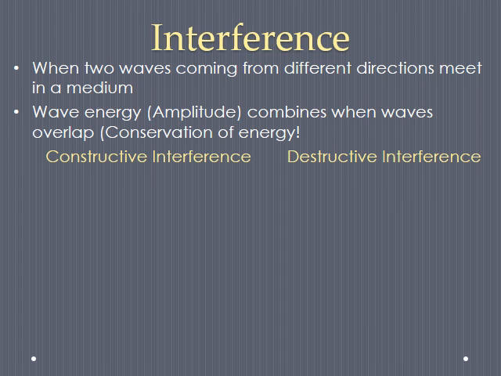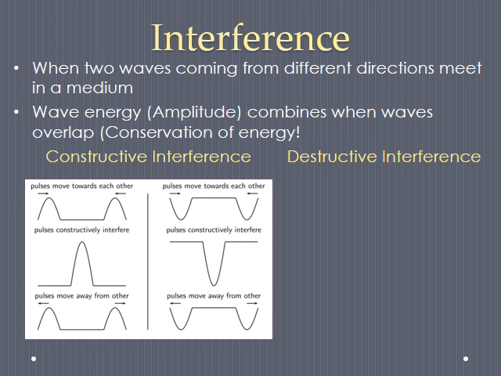There's actually two more vocabulary words that you should be aware of here, something called constructive interference and something called destructive interference. Constructive interference occurs when you have two up pulses moving towards each other or two down pulses moving towards each other, so two pulses that are on the same side of equilibrium. And when those pulses meet in the middle, they make an extra big wave. An up pulse plus an up pulse makes an extra big wave, and a down plus a down makes an extra big wave.